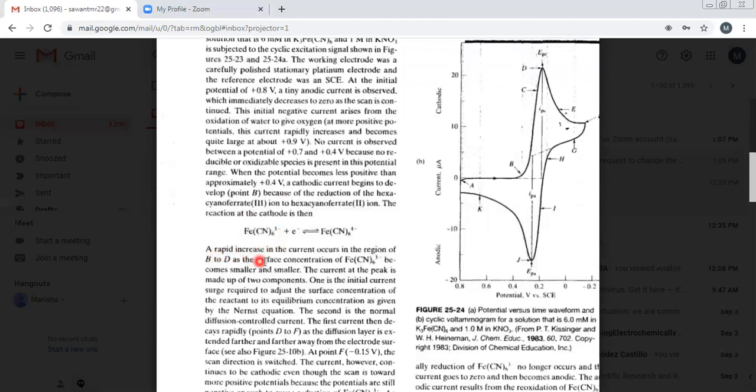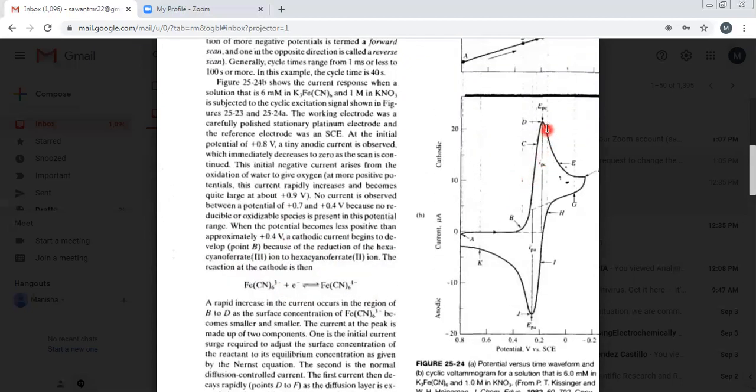So a rapid increase in the current occurs in the region of B to D. Due to reduction, as the process of reducing K3[Fe(CN)6] starts, there will be an increase in the current, and that will be observed at point B. It starts increasing from point B, and to D it increases. So the current will rise like in a polarograph. How we have the polarograph, till all components in the vicinity of the electrode get reduced, you are going to increase the potential magnitude.